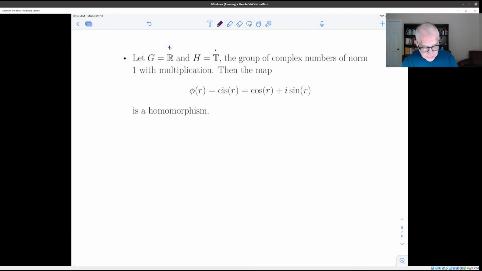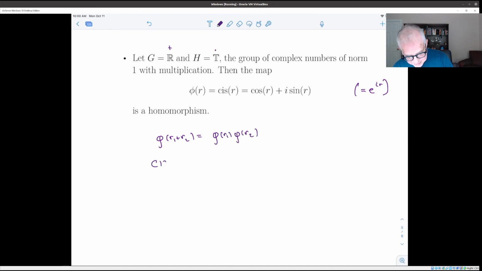And for those of you who may have seen this before, you can also write this as e to the i r, using the complex exponential. But we don't need that for this. It makes some of the arguments easier, but it's not necessary. So what does it mean for this to be a homomorphism? Well, we need to know that phi of r1 plus r2 is phi of r1 times phi of r2. In other words, that cis of r1 plus r2 is cis of r1 times cis of r2.